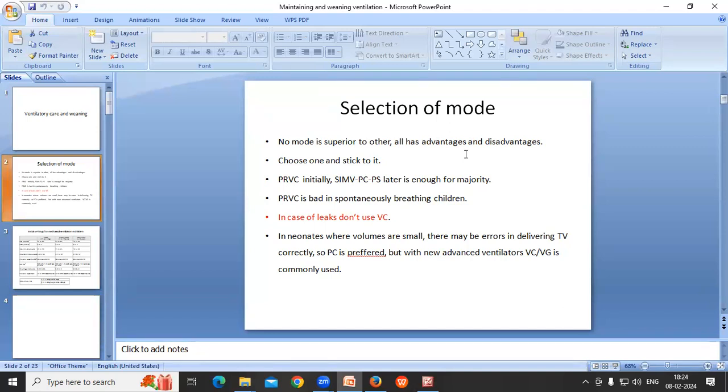If you don't want to sit at the bedside, don't use pressure control mode. You can choose either PRVC or volume control, because you can get some buffer time to do your work. But if you can sit at the bedside, try to use pressure control mode, or the initial mode can be PRVC as well. If all of you are working in the ICU and you're going to stay there, you can always simply use pressure control mode, either PCV or SIMV PCPS, that's up to you. I think I'm clear. Any doubts on selection of mode?